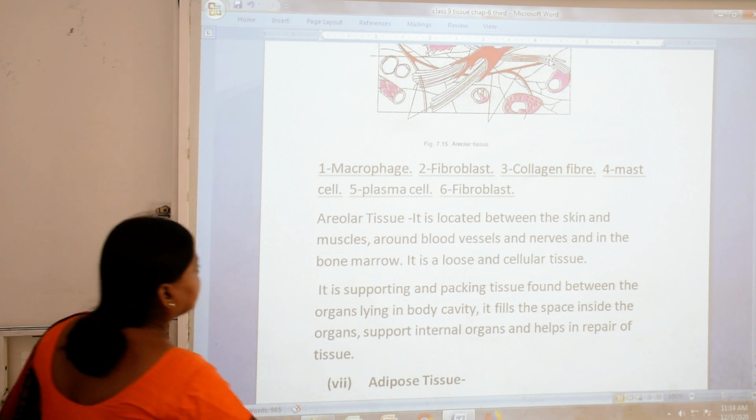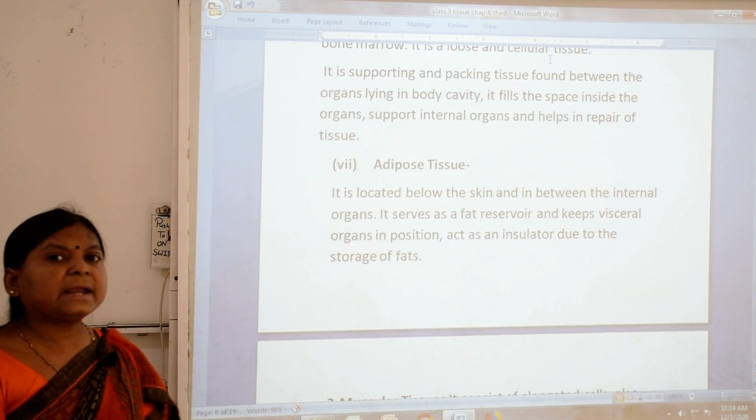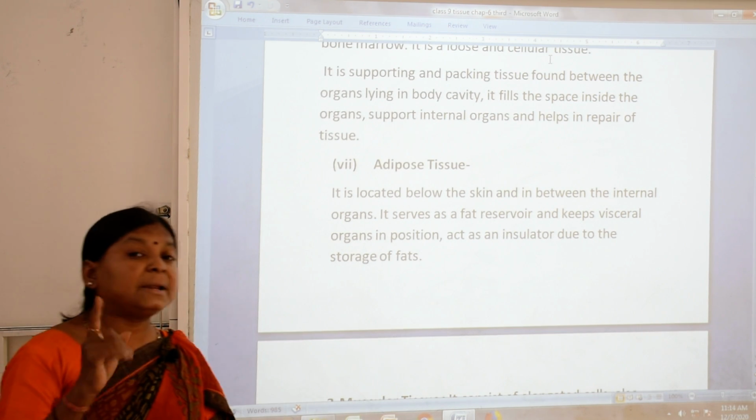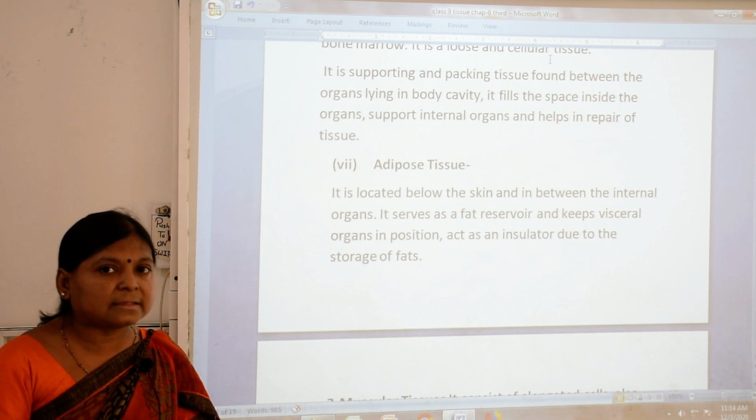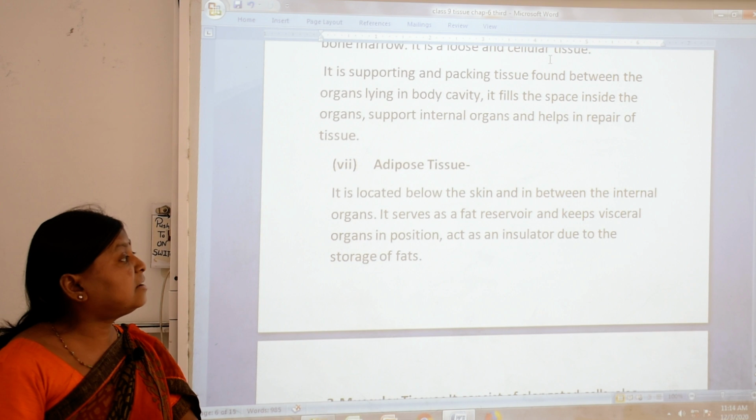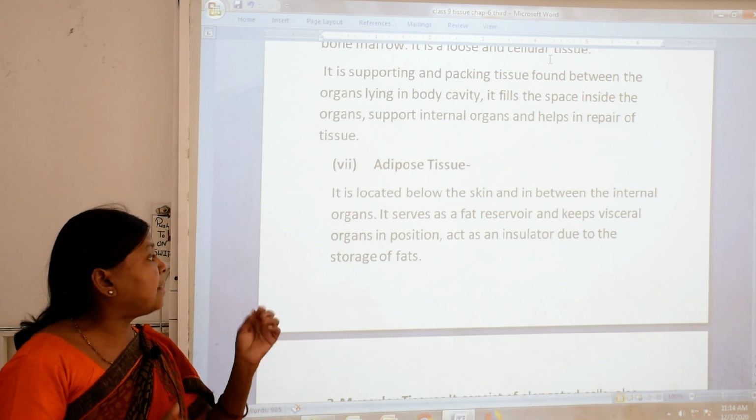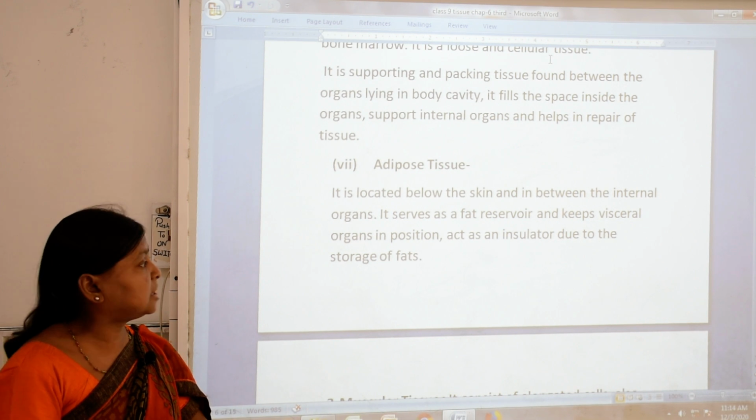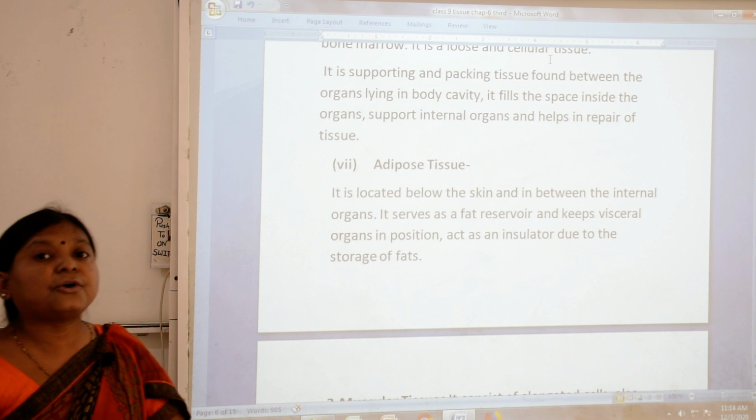Next one we are taking is adipose tissue. Do you know where it is located? It is located below the skin and between the internal organs. It serves as a fat reservoir. The fats are stored here and it keeps our visceral organs in position. It acts as an insulator due to the storage of fats.